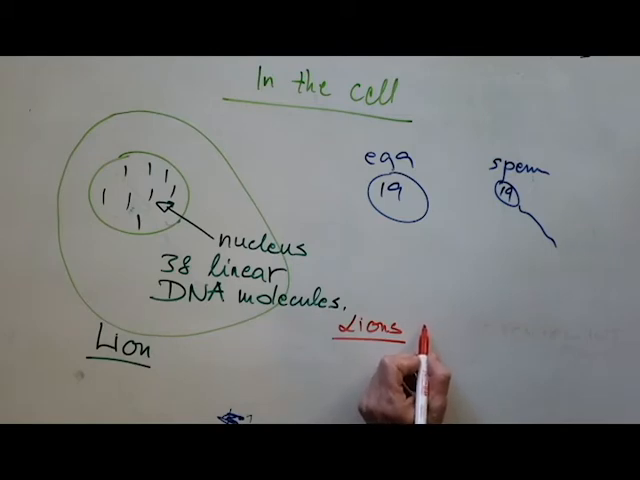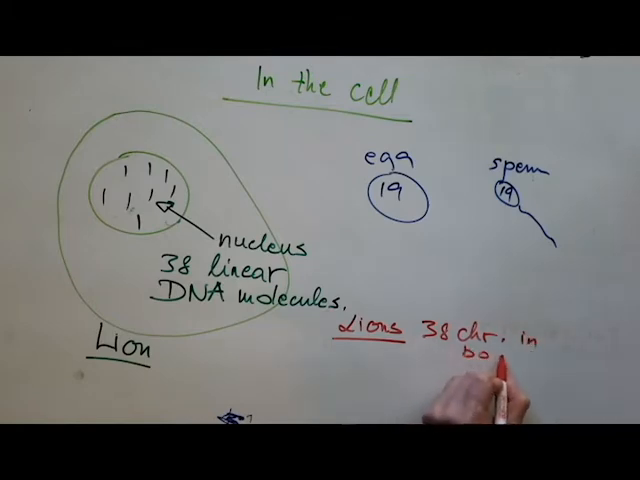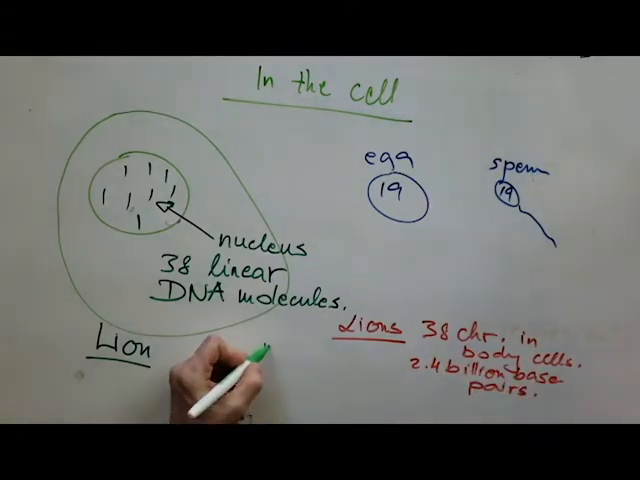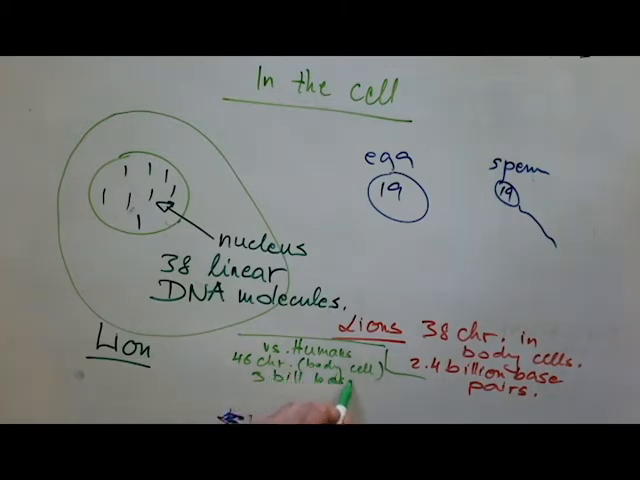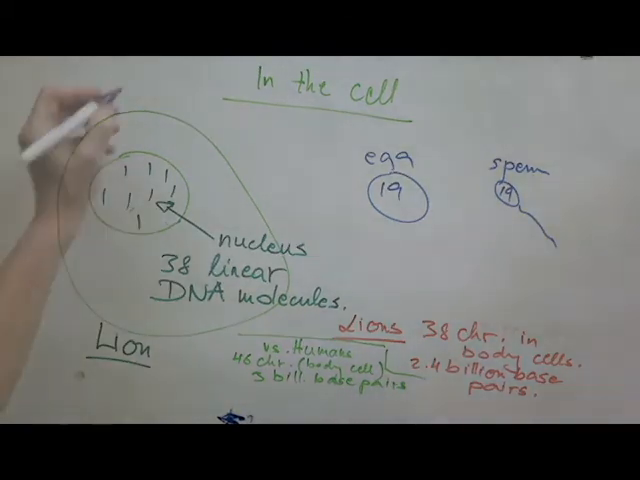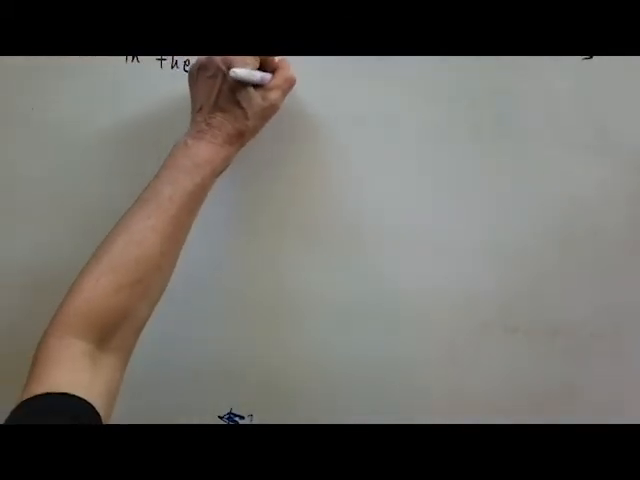In the lions, the body cells contain 38 chromosomes, and in every single body cell's nucleus, there are 2.4 billion base pairs. To compare to humans, for perspective, the body cells have 46 chromosomes, and they have 3 billion base pairs in each nucleus. That's a lot.